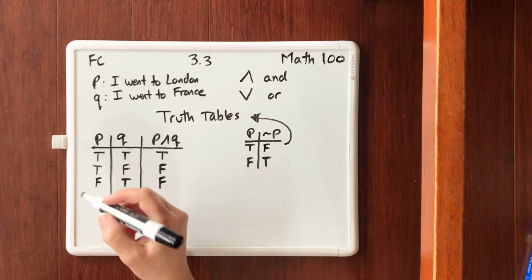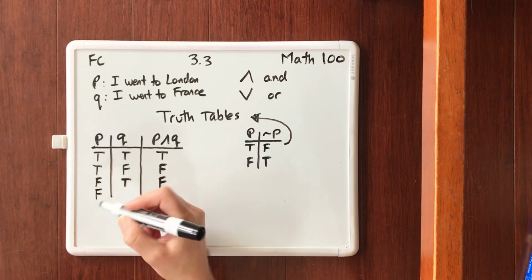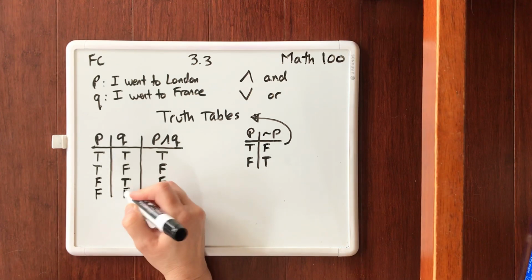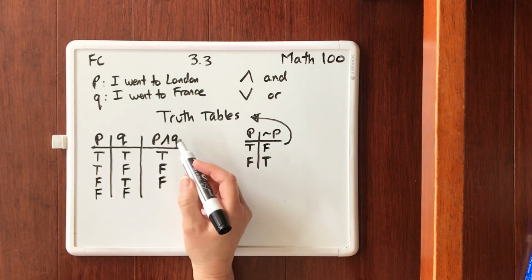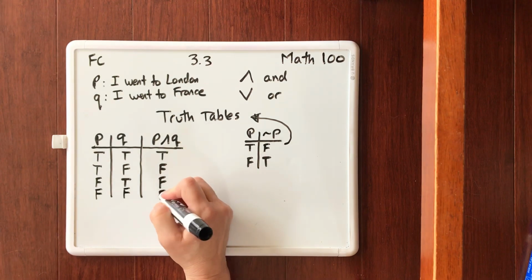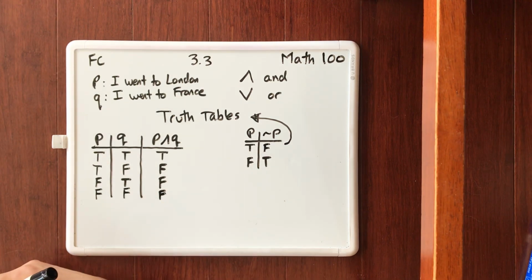Now let's go one more. I didn't go to London. I didn't go to France. I went to London and France must be a false statement. So there's our truth table.